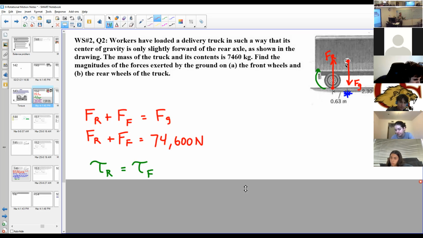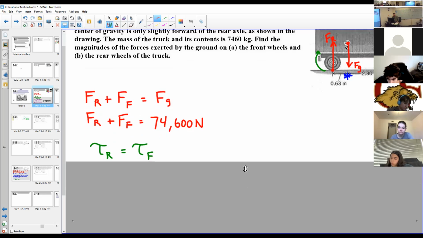If the truck could spin around the pivot point that I chose, the rear wheel force would make it go clockwise and the front wheel force would make it go counterclockwise. Now we know it doesn't spin around that spot, but if it could, that's the way it would go. So those two forces are creating opposite torques, and they have to be equal and opposite because the truck doesn't actually rotate.